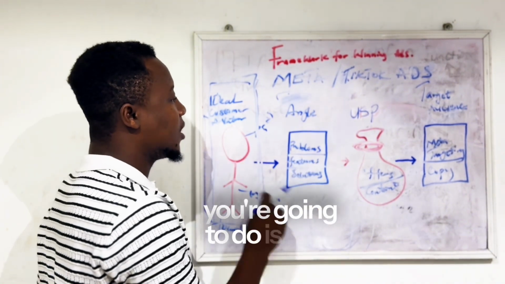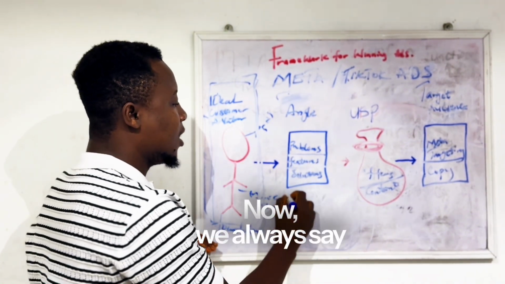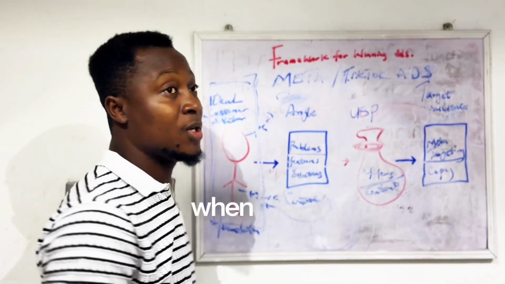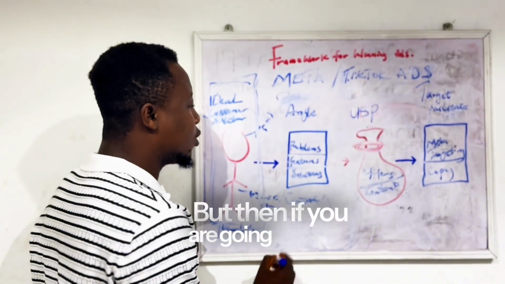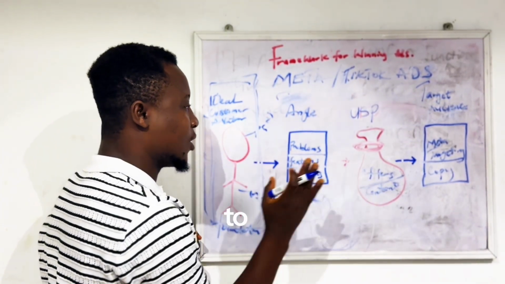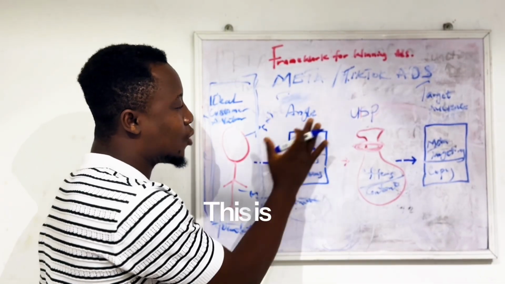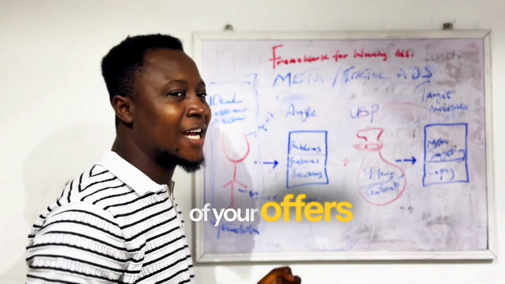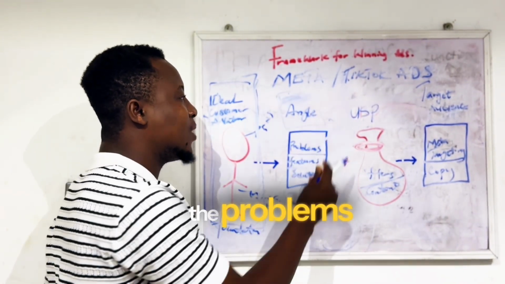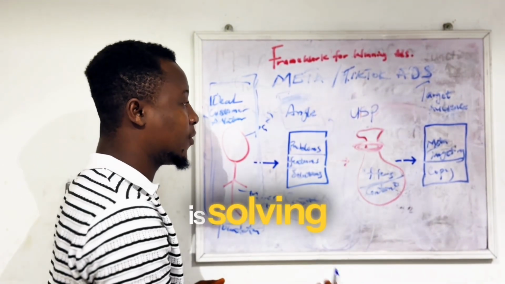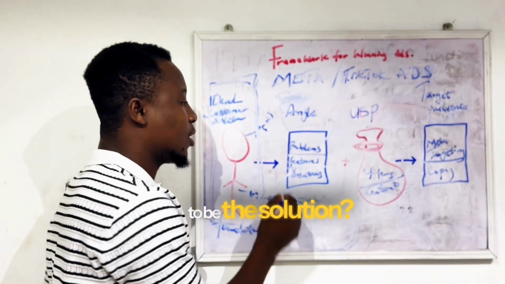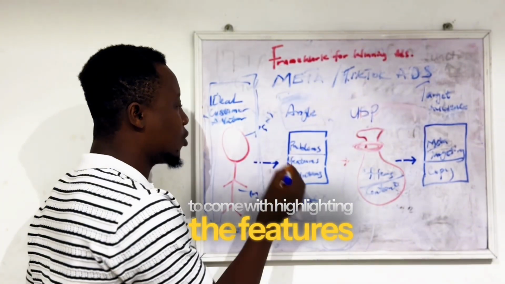Now, the next thing you're going to do is content. We always say content is a key element when it comes to creating ads. But if you are going to create content, which falls under the number 3 part, and you want content that is going to sell, you must understand this. This is going to be the foundation of your offers and your content, the angle you're going to come from. Are you going to come from highlighting the problem the individual is going through, and then how your product is going to be the solution? Are you going to come with highlighting the features of your product?